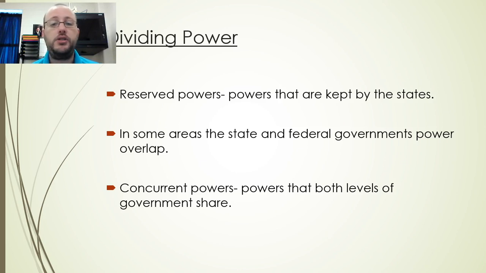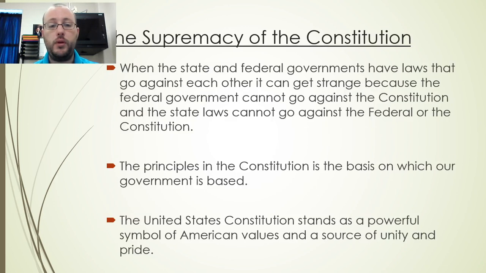And in some areas, the state and federal government's power can overlap, and these are concurrent powers, where they both can share powers in this way. When the state and federal governments have laws that go against each other, it can get strange because the federal government can't go against the Constitution and the state laws can't go against the federal law or the Constitution. And of course, a local municipality like Phil Campbell can't say, you don't have to pay your federal taxes. They can't do that. It's against the law.